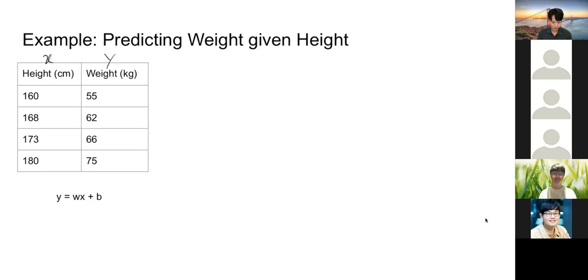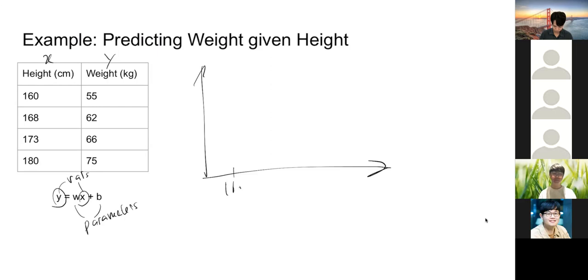Then we can formulate the problem as y equals wx plus b, where all numbers here are scalar. And of course here x and y are variables. And these two are what? Parameters that we want to optimize for. Okay, so then what we want to do usually is that we want to first plot this.